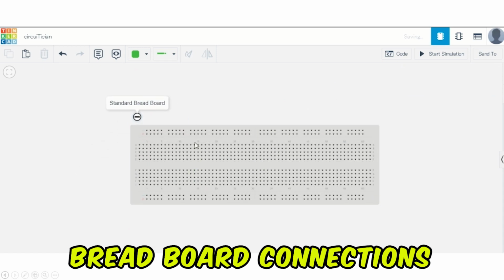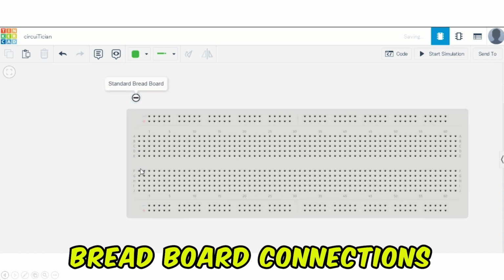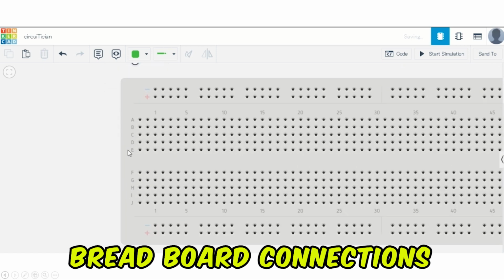Okay, now let's understand how this standard breadboard works. Here are some points you can see. The points like A, B, C, D, E in a column are connected together, and the points in F, G, H, I, J are connected together. So like this, all the 5 points in a column are connected together.